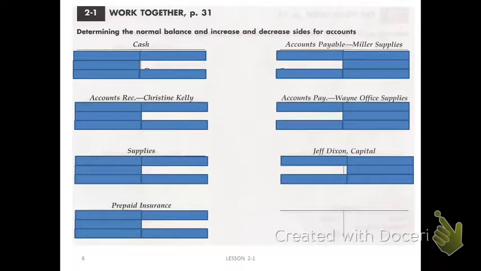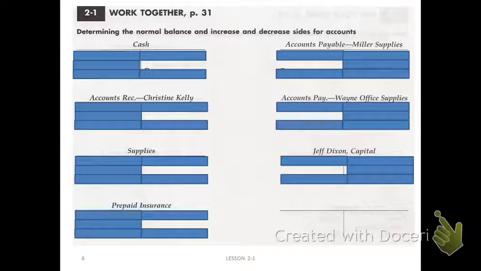So let's practice what this concept means, visualize it, using the 2-1 work together. And this is on page 31 in your textbook for the directions. What we need to do is we're given a set of several T accounts. We need to label each T account as the debit side and credit side, which is the same for all of them. But then we have to go ahead and list the normal balance side, which is always the increase side to any T account. So we label the normal balance side, the increase side. We also have to label the decrease side.